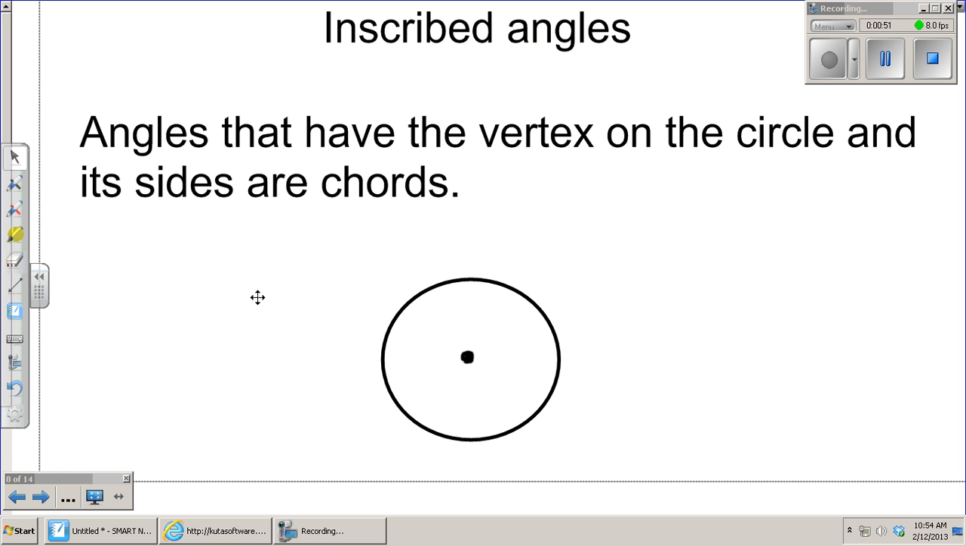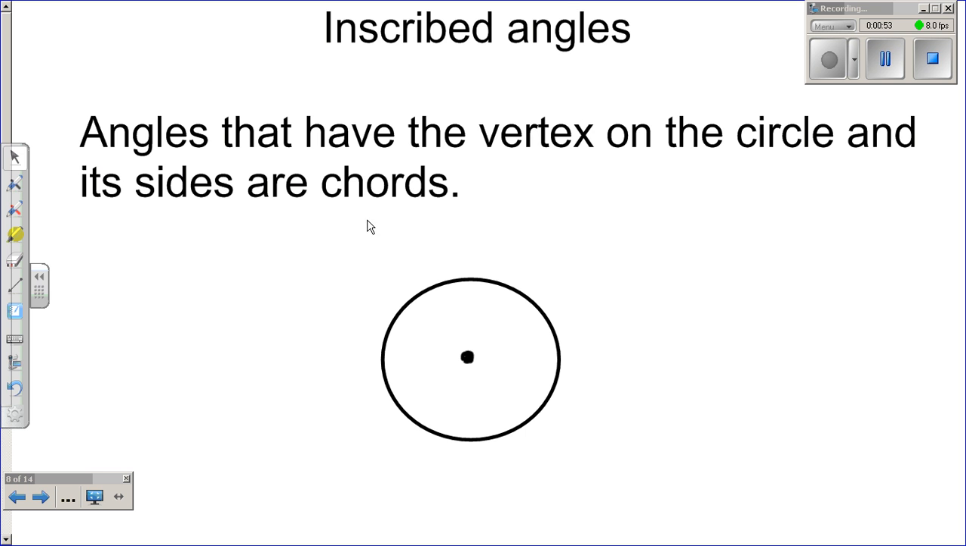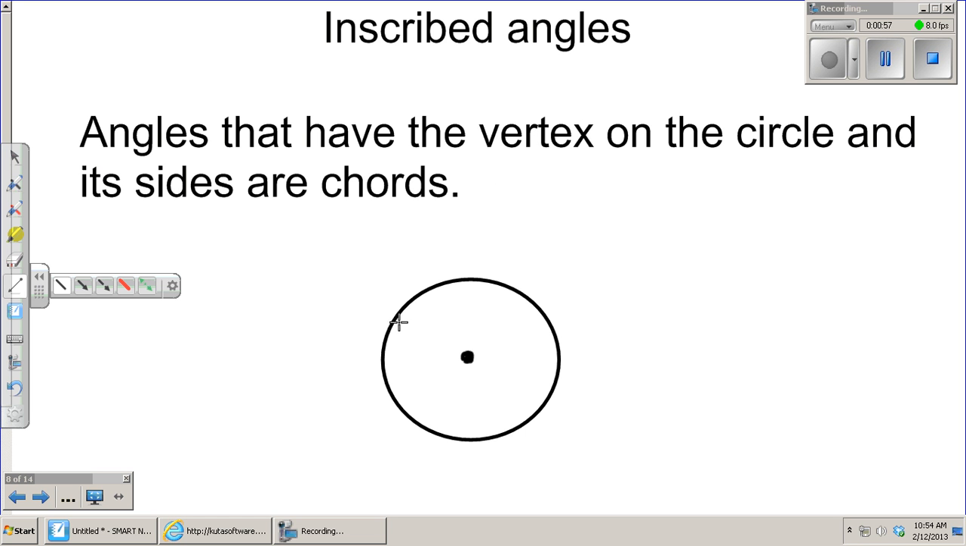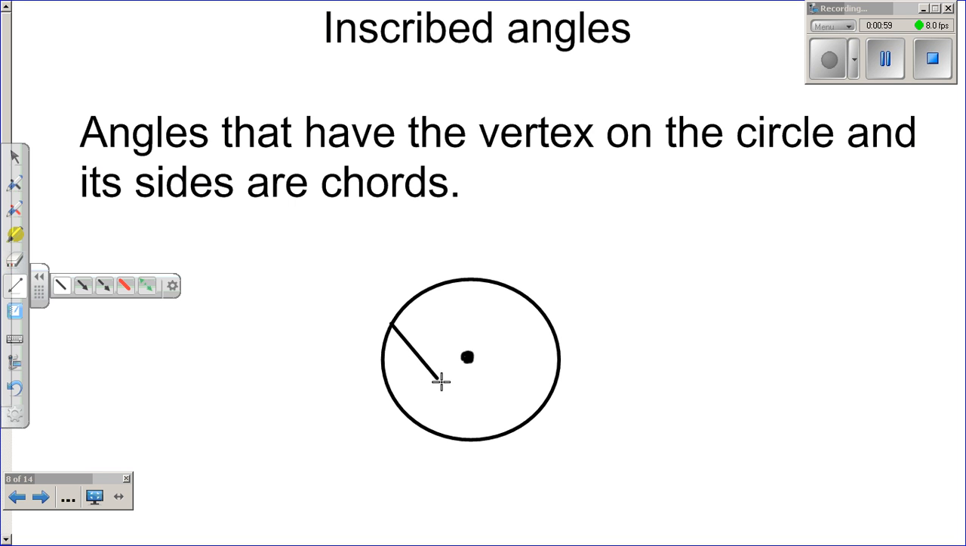An inscribed angle is two chords, but the vertex lies on the circle. So the vertex, you would start on the circle, the vertex would touch the circle somewhere else, and then it goes and touches the circle again. So an inscribed angle, the vertex here touches the circle.